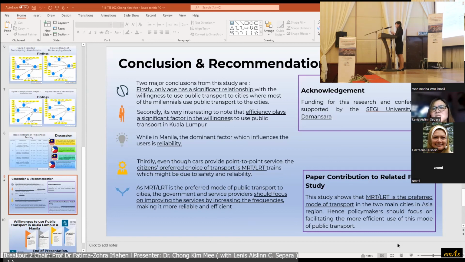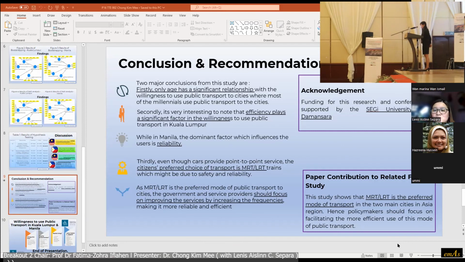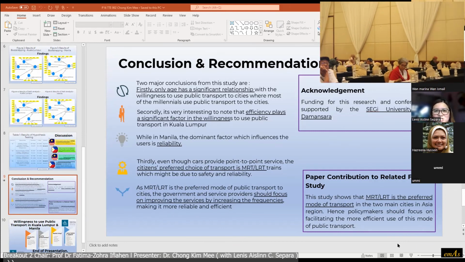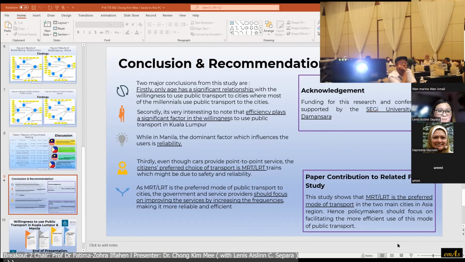The current work should also assist service providers and policymakers to identify and specify which useful approaches should be introduced to enhance public transport, and especially in the preferred mode. And as MRT and LRT is the preferred mode of public transport in cities, the governments and service providers should focus on improving the services by increasing the frequencies, making them more reliable and efficient, and secondly, interconnectivity from point to point should be given due consideration. And that is for our conclusion and recommendation.